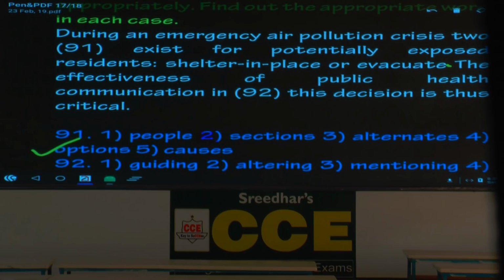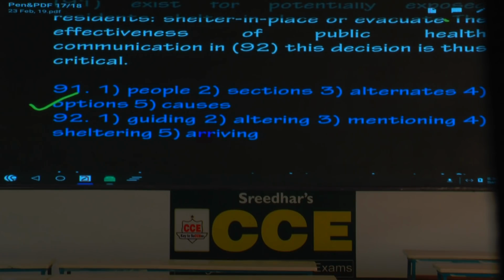The effectiveness of public health communication in this decision is thus critical. In what? In guiding this decision, hold that one. In altering, can you say alter here? Why will they alter the decision? Not right, please mark it wrong. Mentioning, hold this one. Sheltering, here it is related to not sheltering, it is about the options, so mark it wrong. Arriving, this is also not correct grammatically.